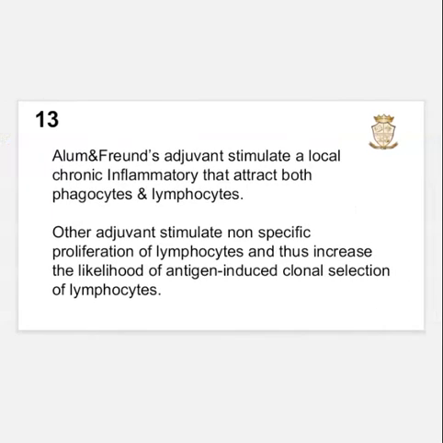Alum and Freund's adjuvants stimulate a local chronic inflammation that attracts both phagocytes and lymphocytes. Other adjuvants stimulate non-specific proliferation of lymphocytes and thus increase the likelihood of antigen-induced clonal selection of lymphocytes.